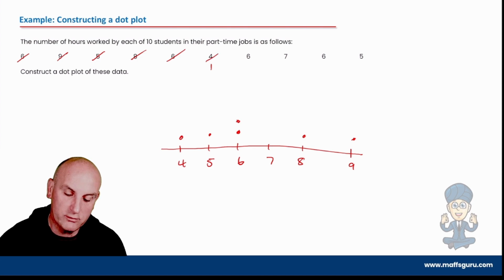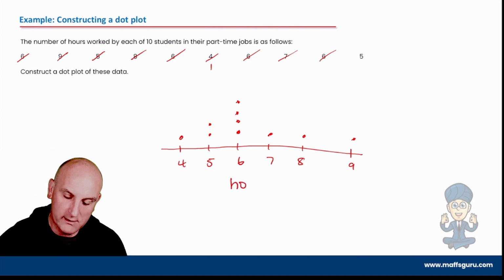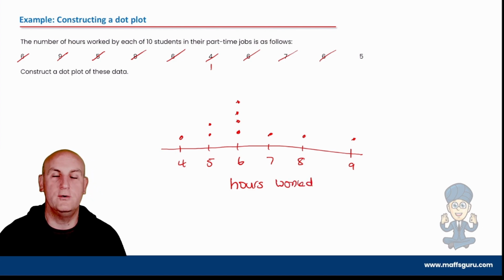Now you'll notice I'm crossing them through each time so that I don't make a mistake, I don't miss a data item, and I don't get anything wrong. It's such a small thing to cross them off, but it makes a huge difference, right? And there we go. There is the dot plot of my data. But don't forget, I would have to write under here, hours worked, so that I told my examiner or whoever's marking this what the data actually stands for.